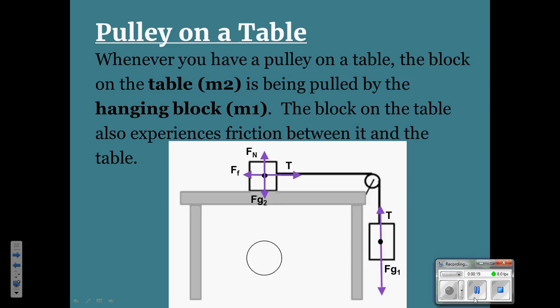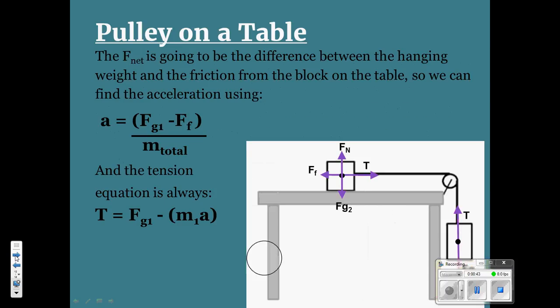A pulley on a table is when you have a pulley on a table and you've got one block that is on the table. We refer to the mass of that block as M2, and it's being pulled by the hanging block, which we refer to as M1. The block on the table also experiences friction between it and the table. So the F net is going to be calculated differently in this instance.